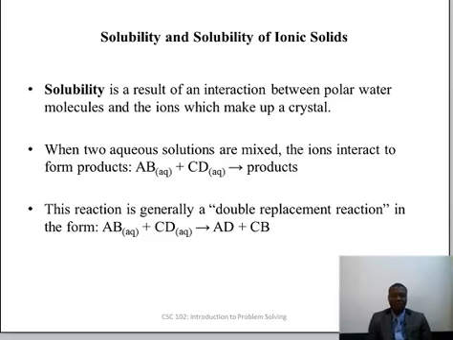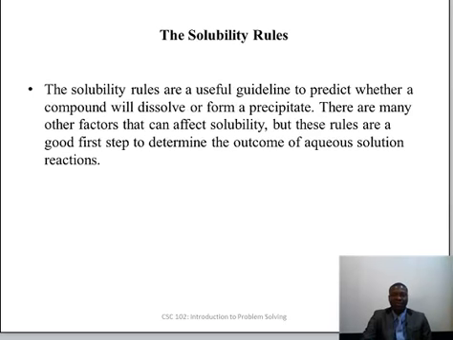Then what do we mean by solubility and solubility of ionic solids? Solubility is a result of an interaction between polar water molecules and the ions which make up a crystal. When two aqueous solutions are mixed, the ions interact to form products. That is, AB aqueous plus CD aqueous to give us the products. The reaction is generally a double replacement reaction in the form of AB aqueous plus CD aqueous to give us AD plus CB aqueous.